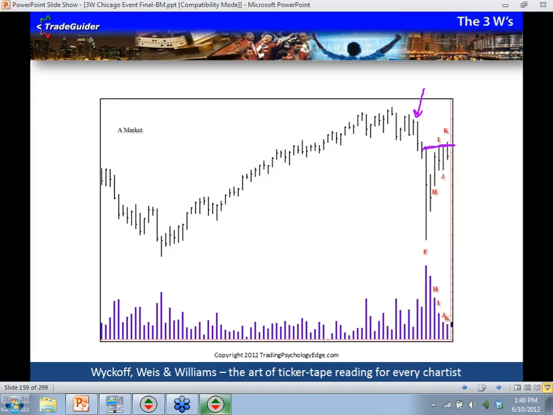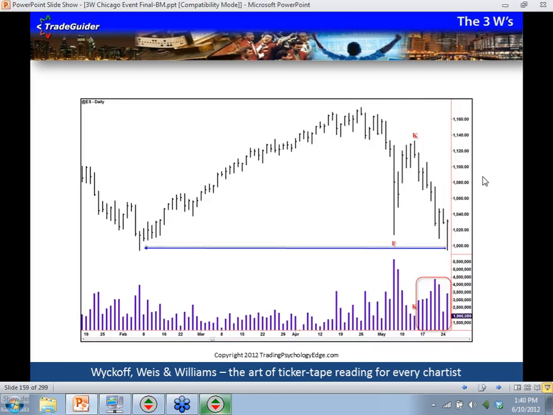So what does that say? No interest in the upside. If it's not going up, the odds favor going down. Right? Bar K is a little hidden upthrust. Maybe on a 60-minute chart, you would see an upthrust more clearly. Nice place to take a short. And then we come down, and we drop down from there.